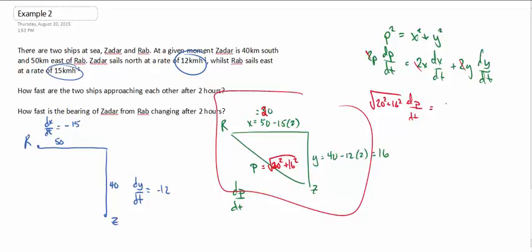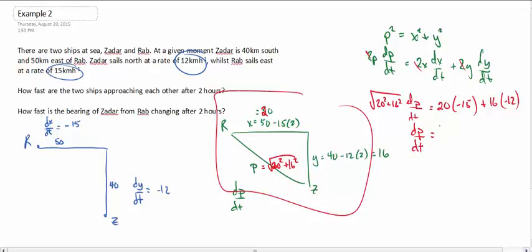x, which at this instant in time is 20, times dx/dt, which is negative 15, plus y, which is at this instant in time 16, times negative 12, which is dy/dt, and we can solve to get dp/dt is equal to negative 19.2 kilometers per hour.